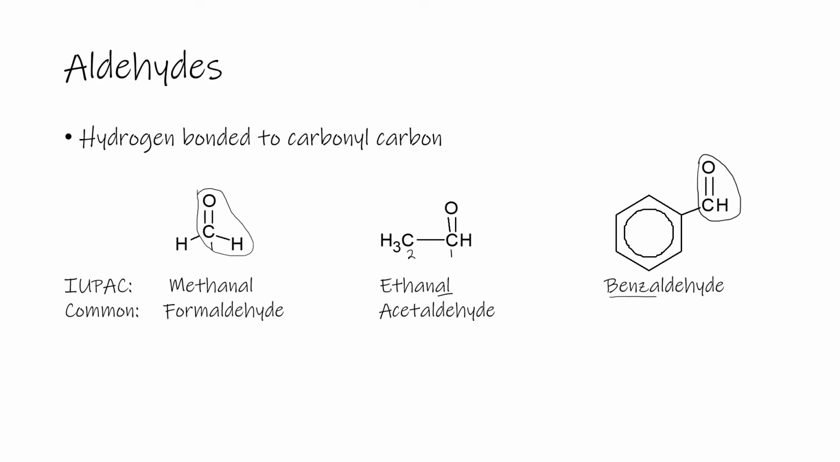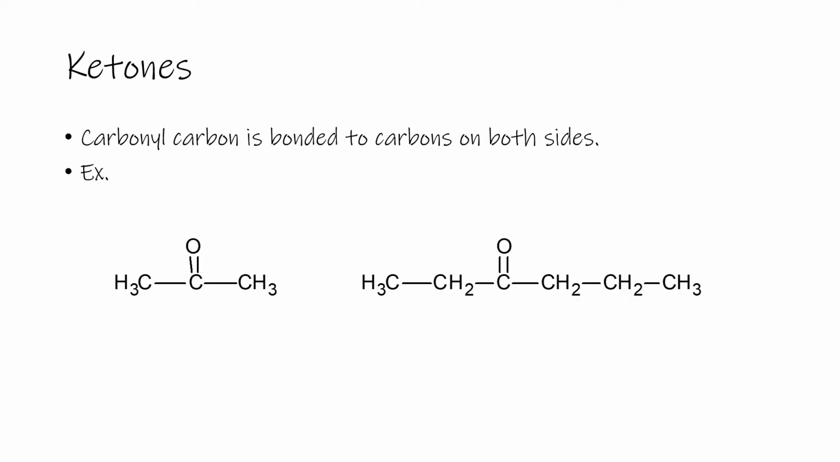Now, I mentioned before that the carbonyl group is polar and that affects solubility. And so small aldehydes, 4 carbons and less, are going to be soluble in water. Let's look at ketones. Ketones have a carbonyl carbon that is bonded to carbons on both sides. So unlike aldehydes where it had a hydrogen on one side, a ketone has carbons on both sides. So here's my carbonyl functional group, and you'll notice there's a carbon on both sides of it. And so that is what makes it a ketone.